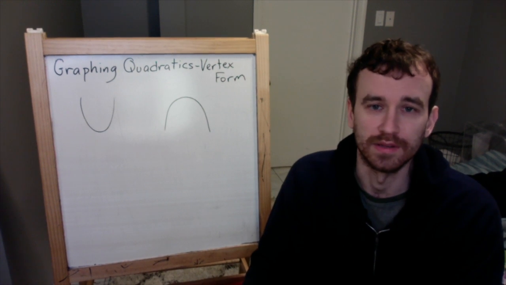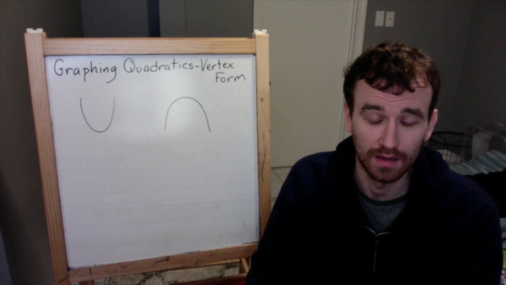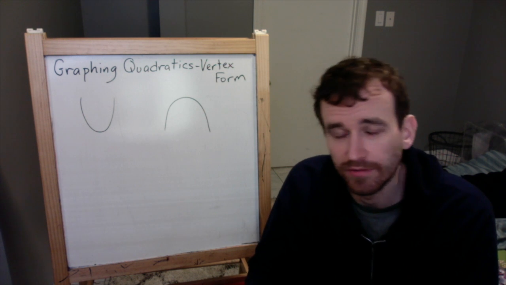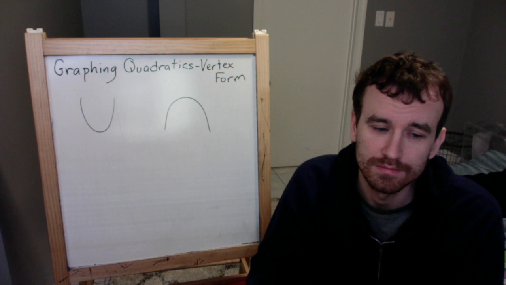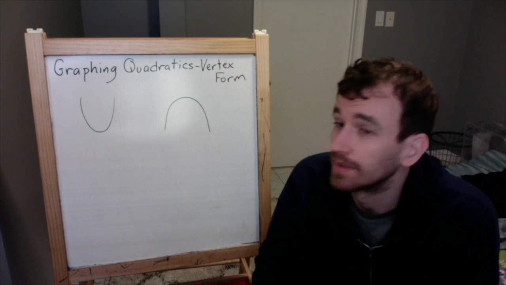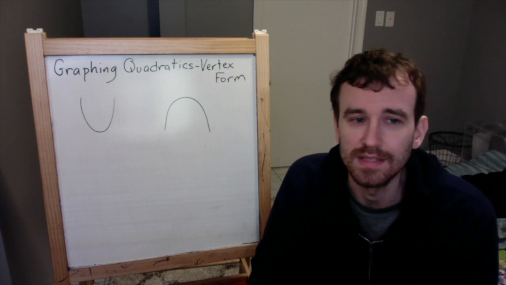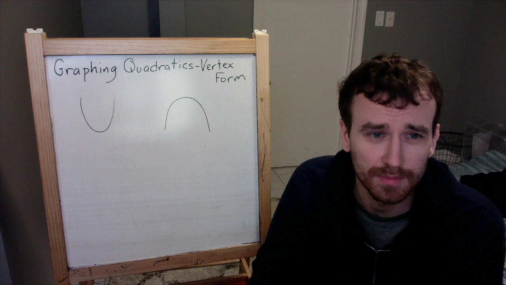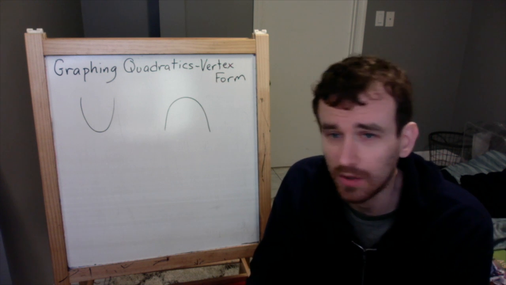So this week we're going to be looking at how to graph quadratics in vertex form, in standard form, and in factored form. First, we're going to look at vertex form. Vertex form is probably the easiest form to graph, but actually, before we even get into that, we'll just talk a little bit about some general features of all quadratics.